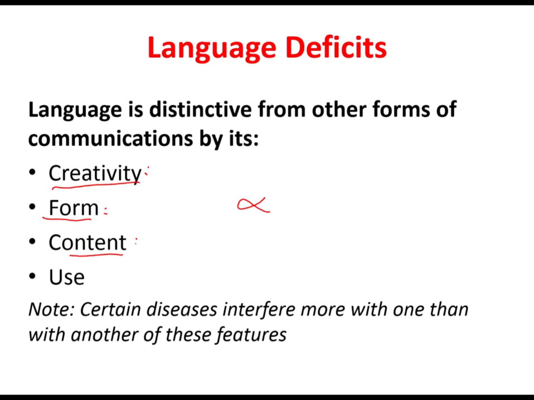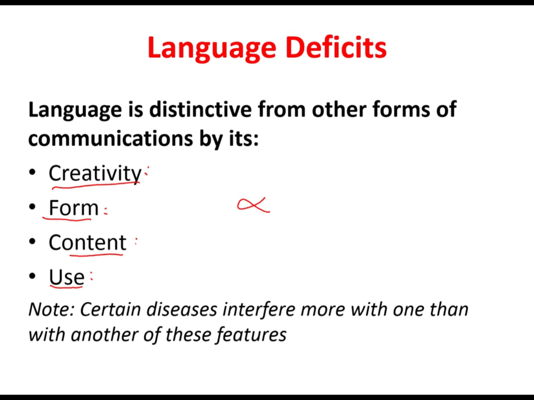Next, we have content. What do we mean by content? Content is the meaning. There's also an emotional content, but the content is the actual meaning of the words. What are we trying to say? What are we trying to get across with those? And there's also an emotional content. And then finally, it's distinct in its use, and the use of language is a means of social communication. So we use language as a means of social communication.